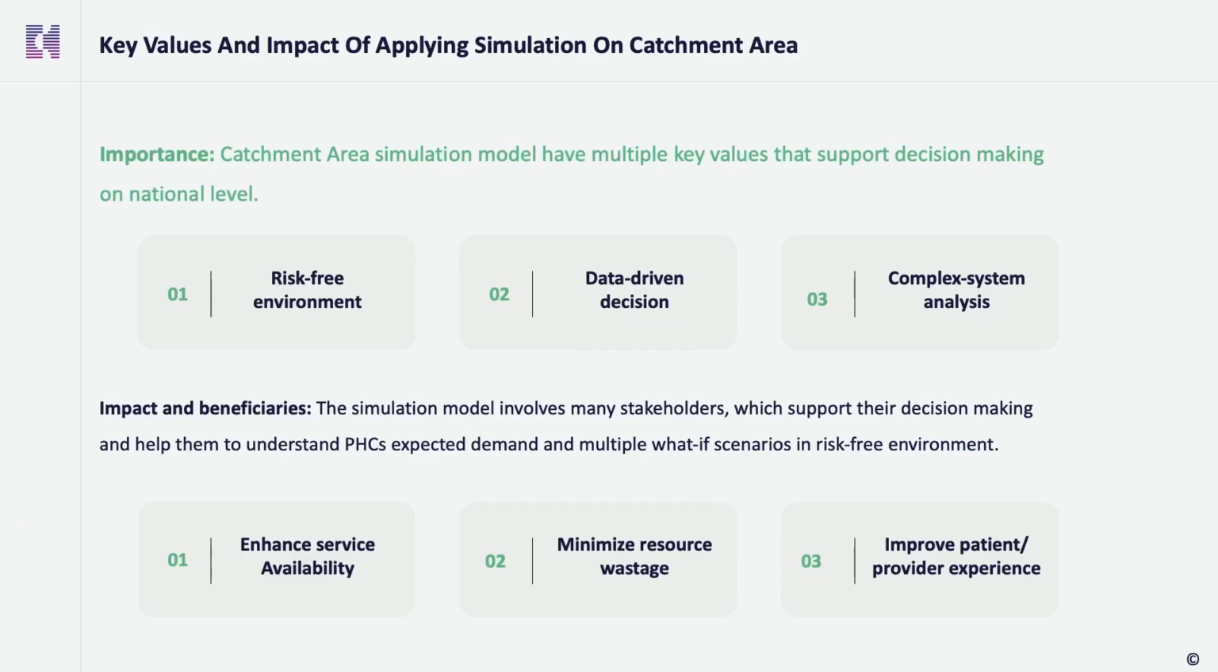So there are three main key values of this simulation. First, it is a risk-free environment. It is data-driven decision making, and it helps in complex system analysis. It is provided to multiple stakeholders and decision makers at different levels, so they can take decisions to enhance service availability, minimize resource wastage, and improve patient and provider experience.